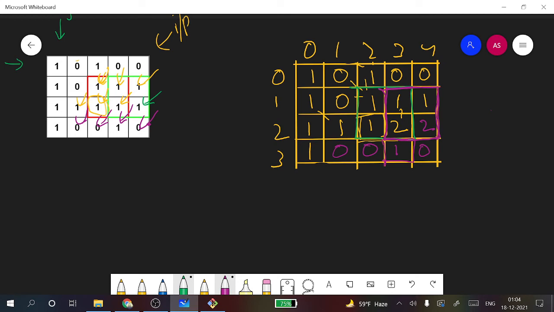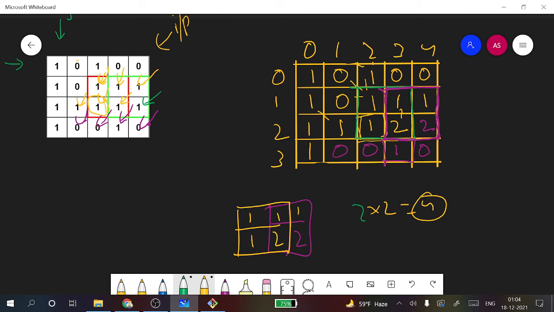So we are getting two 2 cross 2 matrices which are overlapping like this. This one highlighted in yellow and the purple one are 2 cross 2 matrices, which is an area of 4. This is our output.